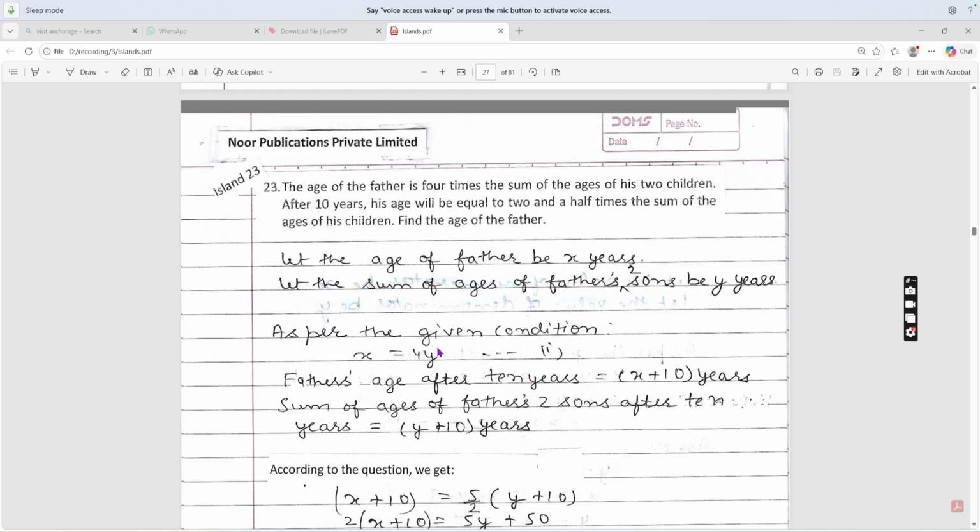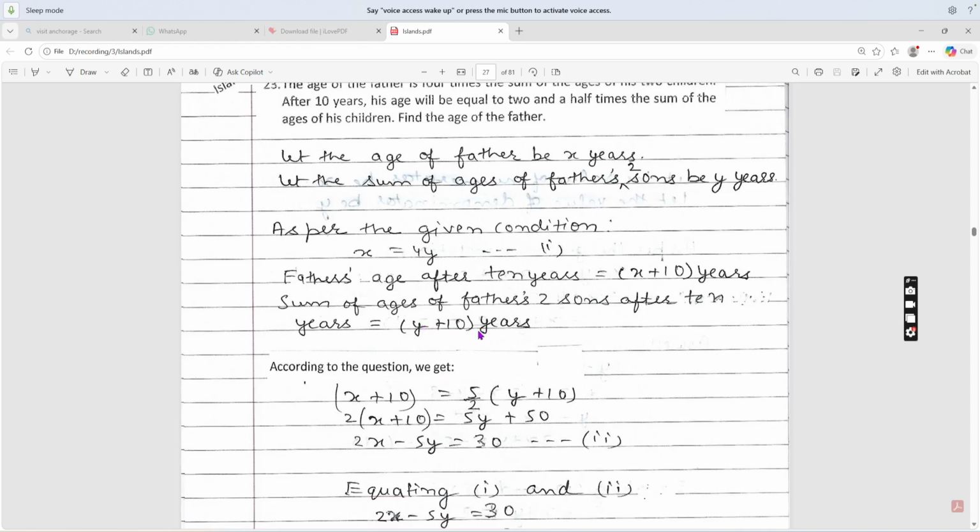Now see, father's age after 10 years will be x plus 10. Now his sons' ages after 10 years would be y plus 10. So father's age after 10 years would be x plus 10 years, and the sum of ages of 2 sons after 10 years would be y plus 10.